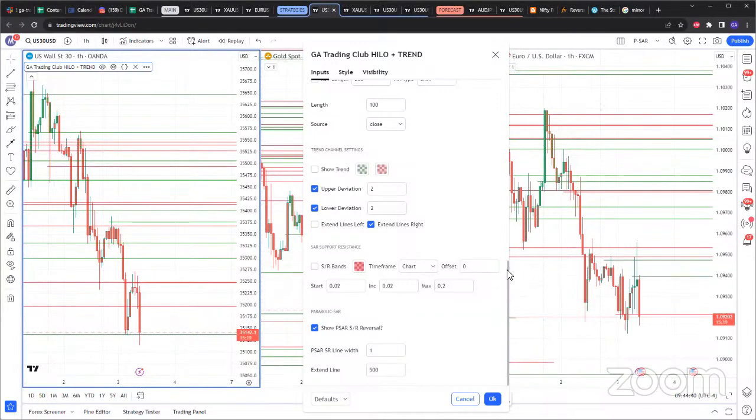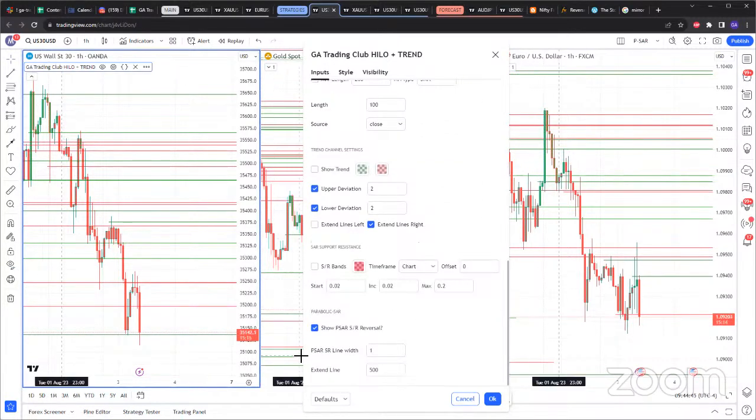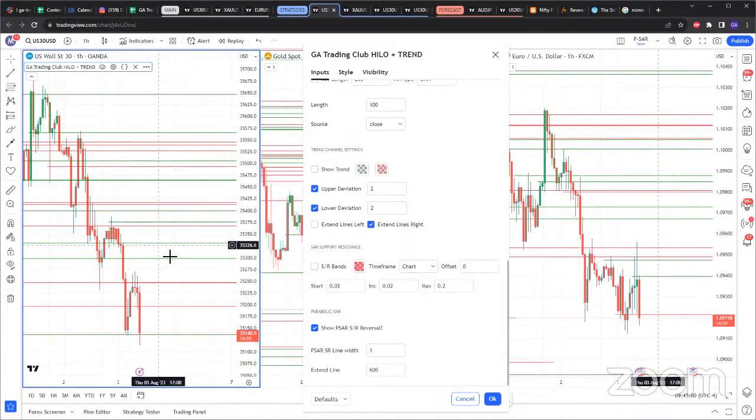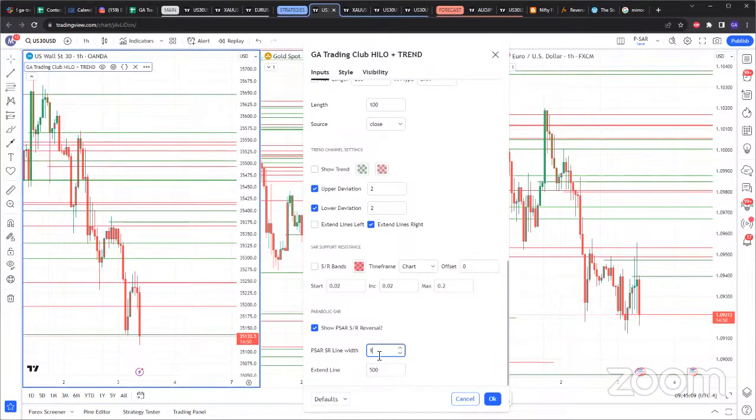So what I did, I just take any of the indicators and turn off everything else but the show PSAR, the parabolic SAR zones. So for me, extend line, I extended till 500. Now the TradingView limit is 500. If you do anything above 500 or 600, you'll see that those lines will disappear because TradingView's limit is 500. So here you can go as far as 500. And then you can change the line width between 1 and 2. The default is 2. For me, I just put 1.